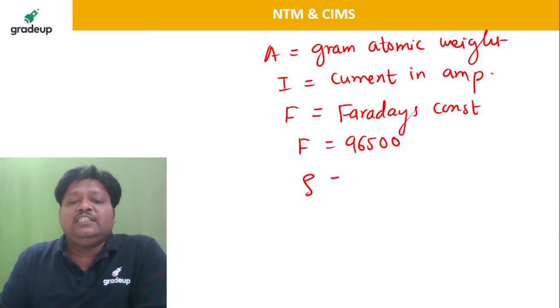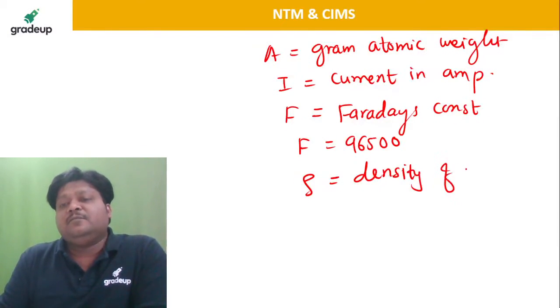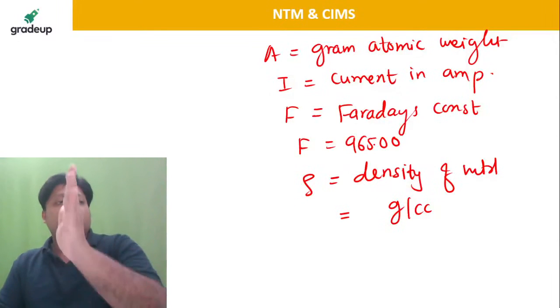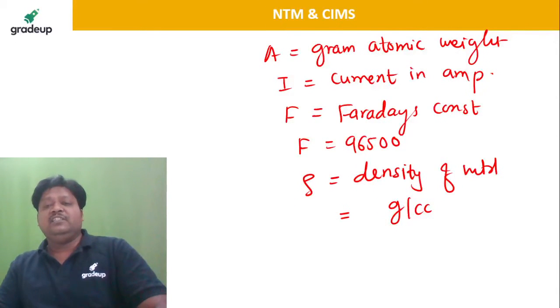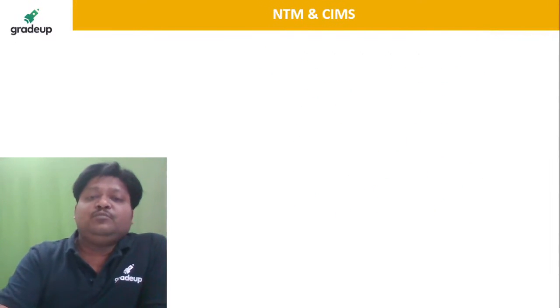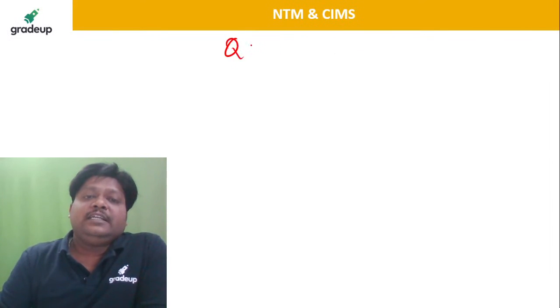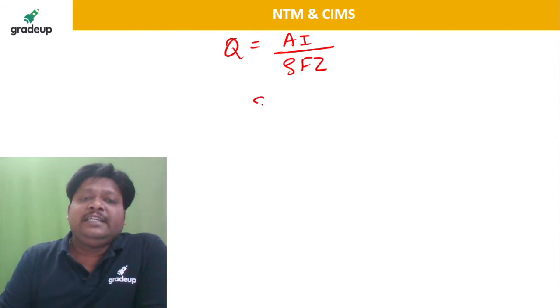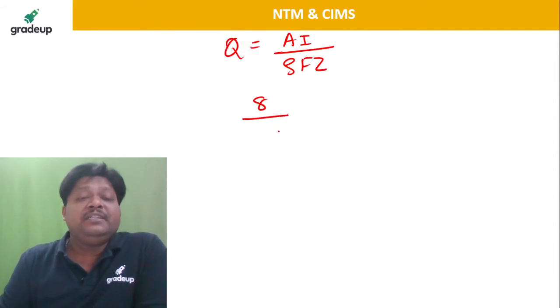And rho is the density of the material, anode material you can say, in grams per cc. So all the units I have arranged in CGS. Now you can simply put Q is equal to AI divided by rho Fz. So Q is how much? 8 centimeter cube per minute. So 8 centimeter cube per second divided by 60.